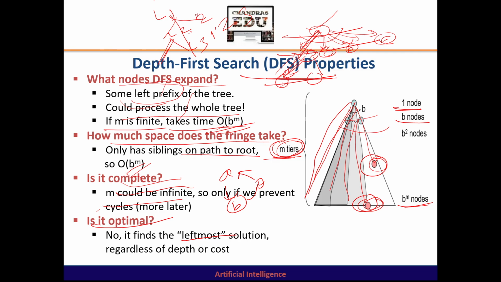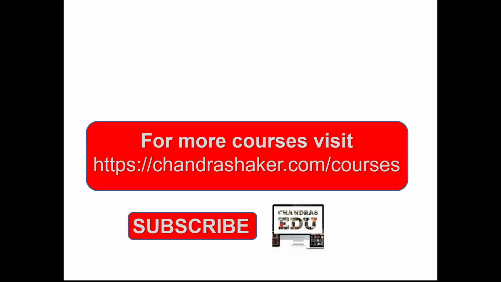The first is the time complexity, which is O of b power m, where b is the number of branches and m is the number of tiers or levels. The second one is space complexity, which is also the same, O of b power m. The third one is completeness. Completeness is possible, but cycles should be avoided for having completeness. Next, optimal. It cannot be an optimal solution. So those are the properties of DFS.